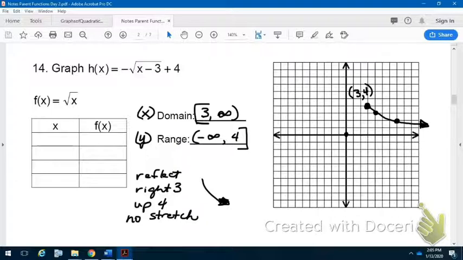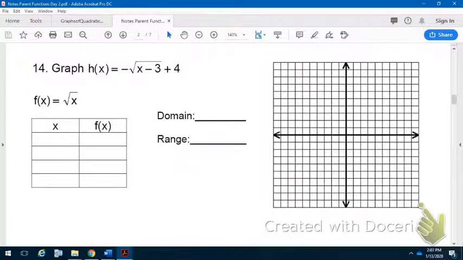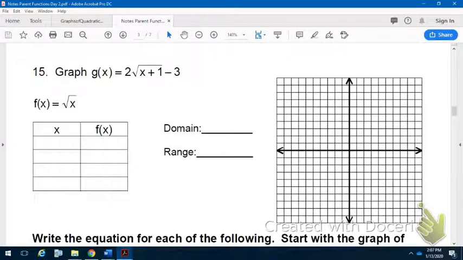Okay, let's move up to the next graph, the next example. Okay, this one does have a stretch. So we've got stretch by 2. It doesn't have a reflection. So you've got a stretch by 2. You've got a right 1 and a down 3.